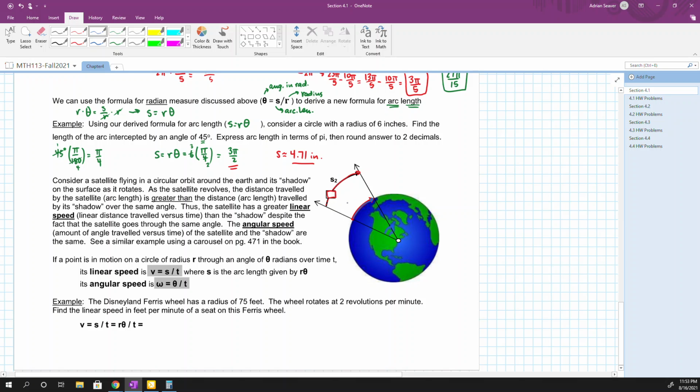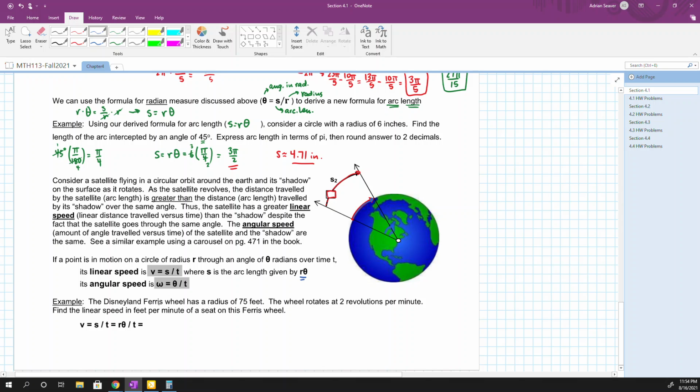Another way of thinking of this, and again, we'll look at some other examples here. If a point is in motion on a circle of radius r through an angle theta, the linear speed is given by v equals s over t. s is arc length, which we talked about earlier. We can express that as r times theta. The angular speed is theta divided by t, where theta is in radians. Okay, so we're going to use those definitions.